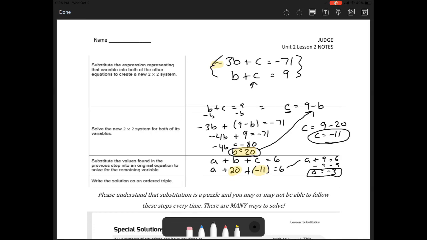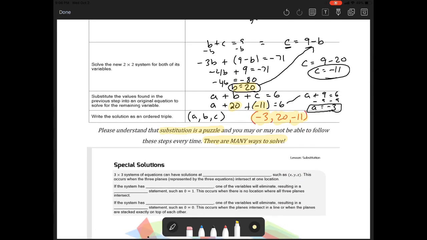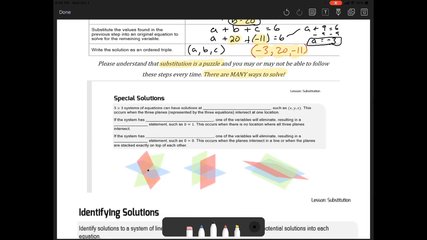And that's our term. So now we're going to do an ordered triple. So that's going to be a, b, and c. So that means my final answer is going to be negative 3, 20, negative 11. So don't get scared about all of this stuff, because understand that substitution is a puzzle, and you may or may not be able to follow these steps every single time. There are many ways to solve it. So y'all could have done a totally different version of this. This is just to give you an idea of what it is.